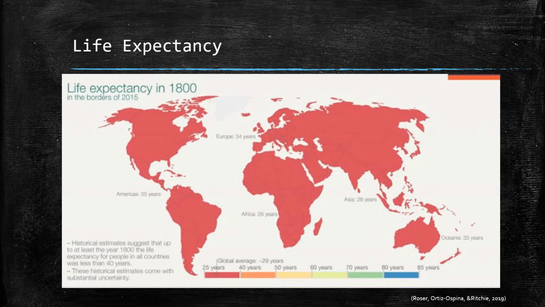Here in 1800, the entire world had a life expectancy of less than 40 years old. That's not to say people didn't live to be older. Benjamin Franklin was 84 when he died in 1790. But these are just averages. As you can tell, those averages were rather bleak.